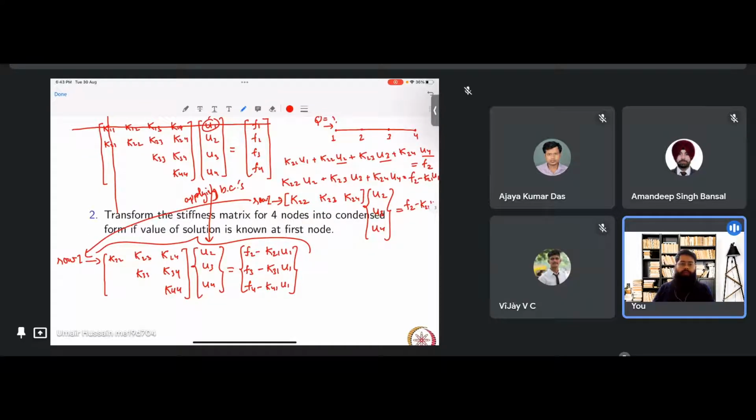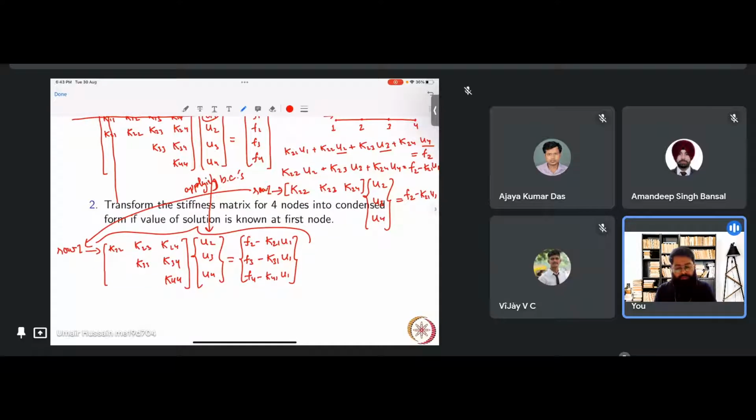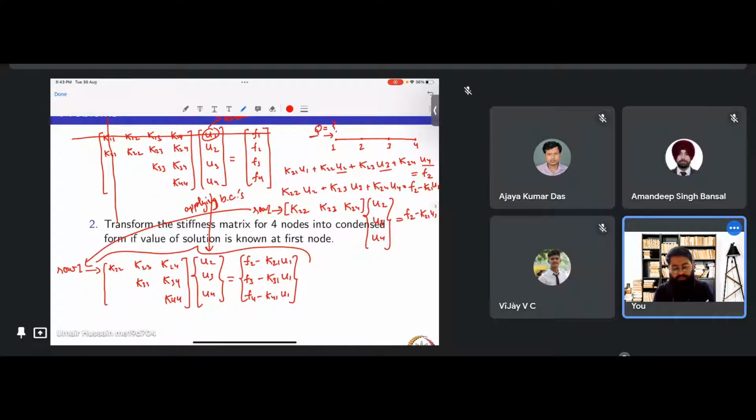So now if this is clear, can someone tell me how do we find this value of q here? This one. Q is basically some external load applied, some point load, if we talk about the bar problem.